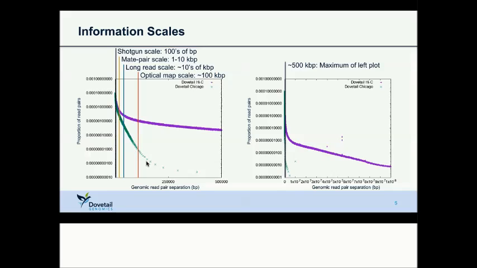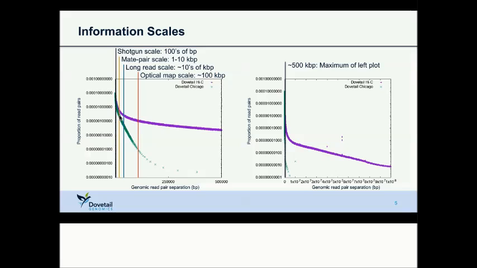So each of these plots is showing the same data. The only difference between the two is the x-axis scale. So on the left plot we're showing up to a 500 kilobase separation, whereas on the right plot we're showing up to a 100 megabase separation. And then on the y-axis is simply the proportion of read pairs within the library that fall at any given separation. So first we'll look at the Chicago, which is the green distribution here.